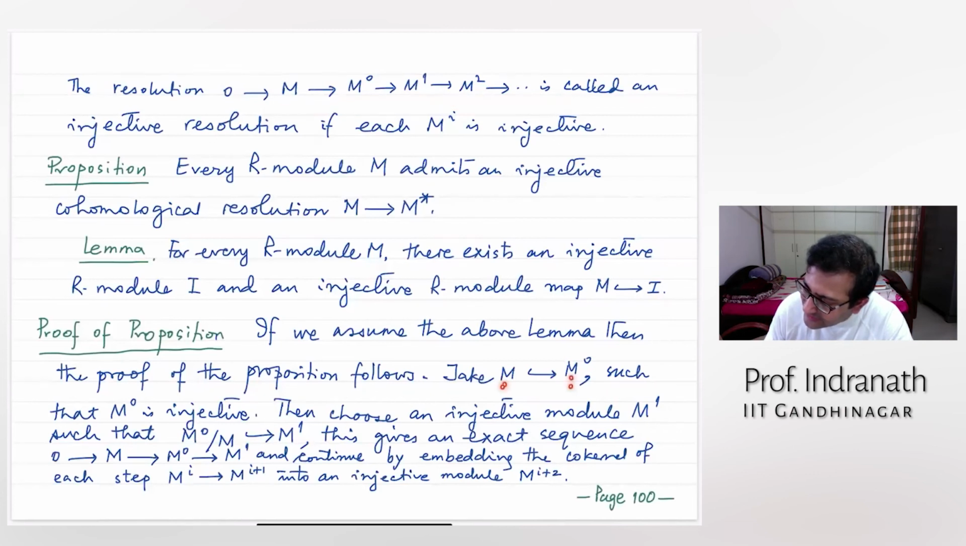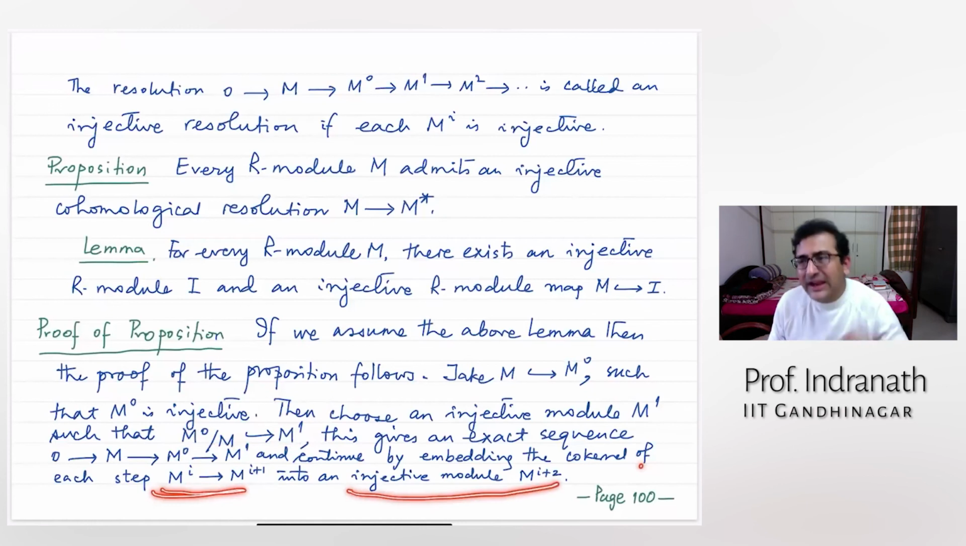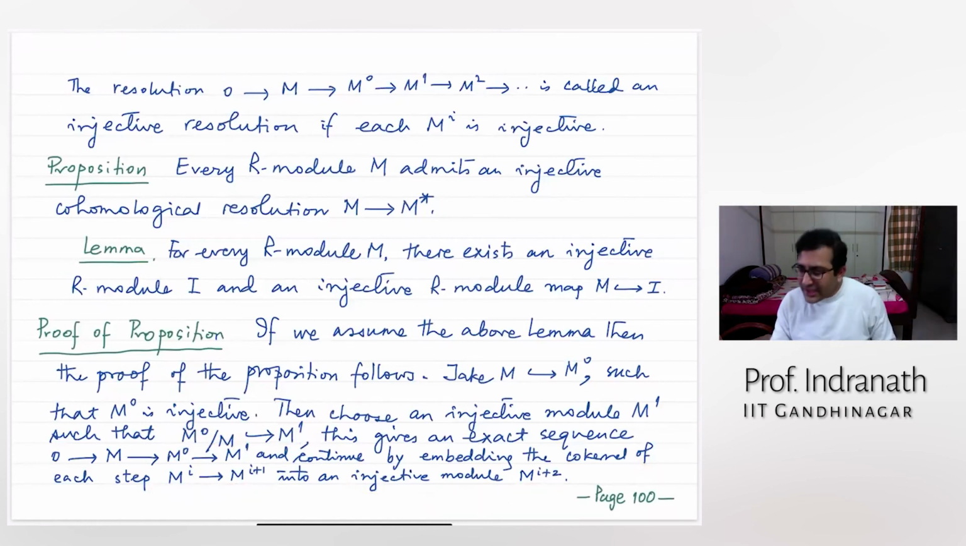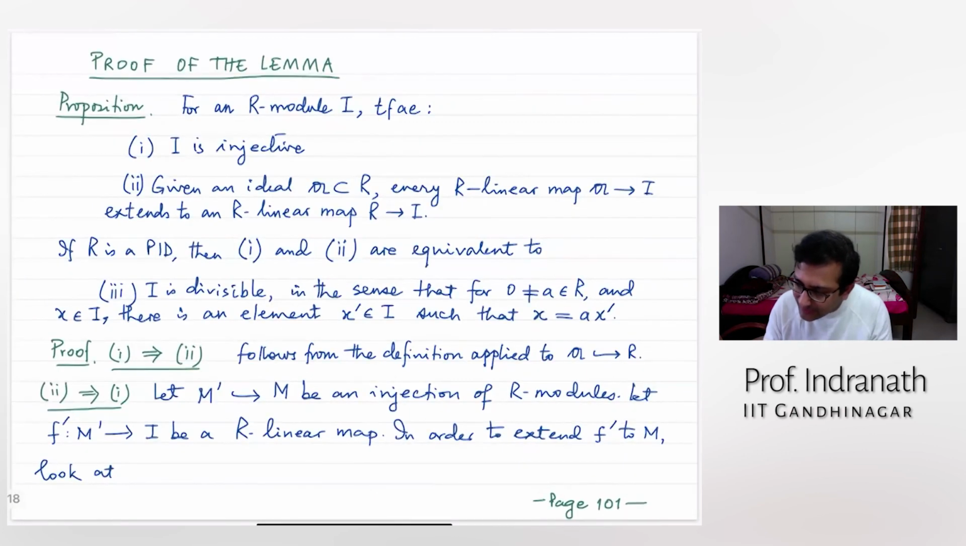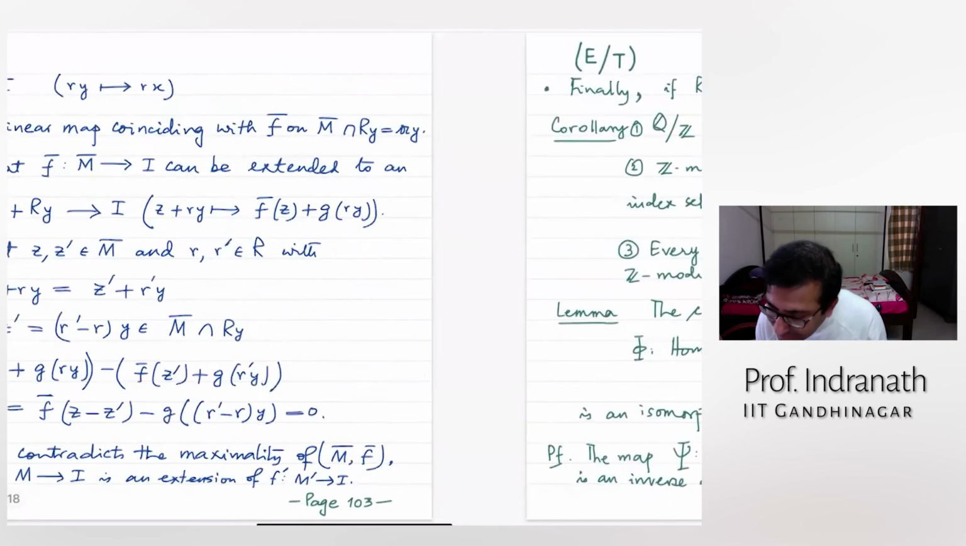You will first get an injective module which contains M, and then every time you take the quotient M0 mod M and put it inside another injective module. Then you take the next cokernel and put it inside another injective module, and continue like this, embedding the cokernel of each step into an injective module, and that will take care of the exactness. So getting an injective resolution is fine, provided you assume this lemma. The proof of the lemma we will come to in the next lecture, but let me just tell you what you finally do with this.